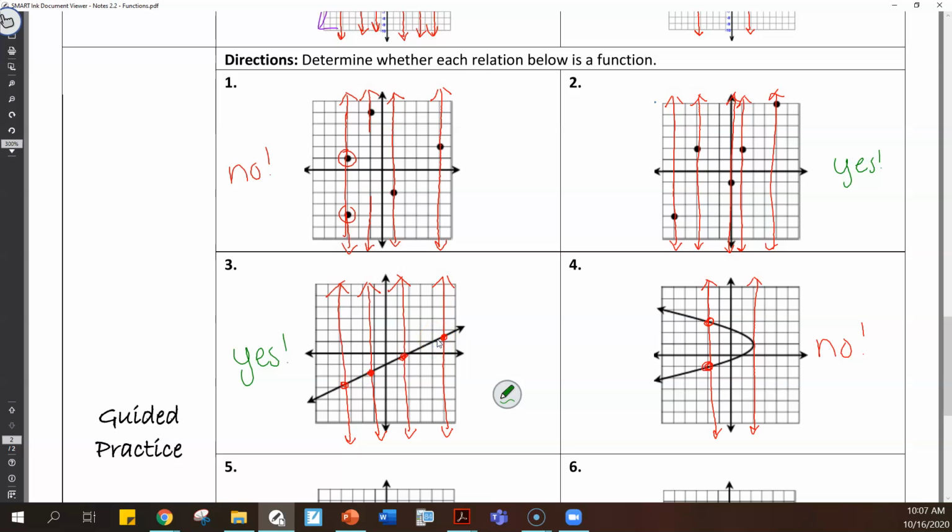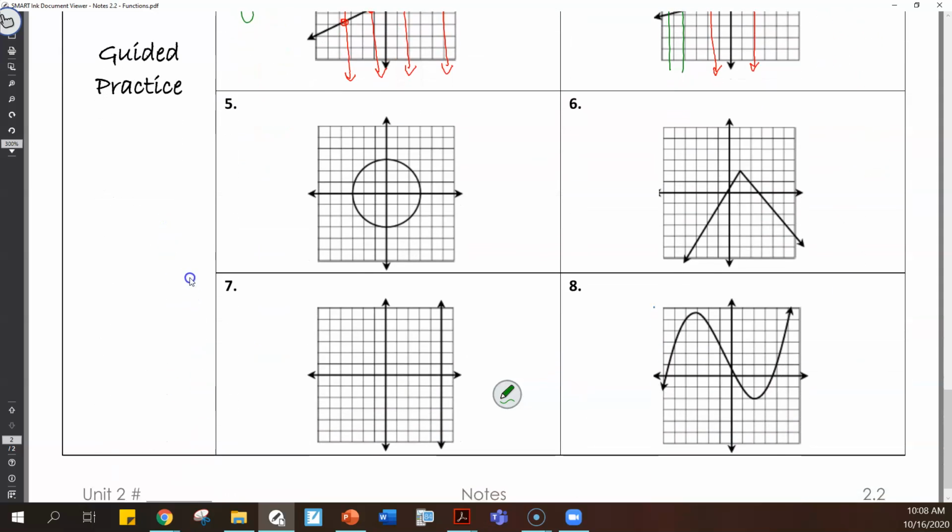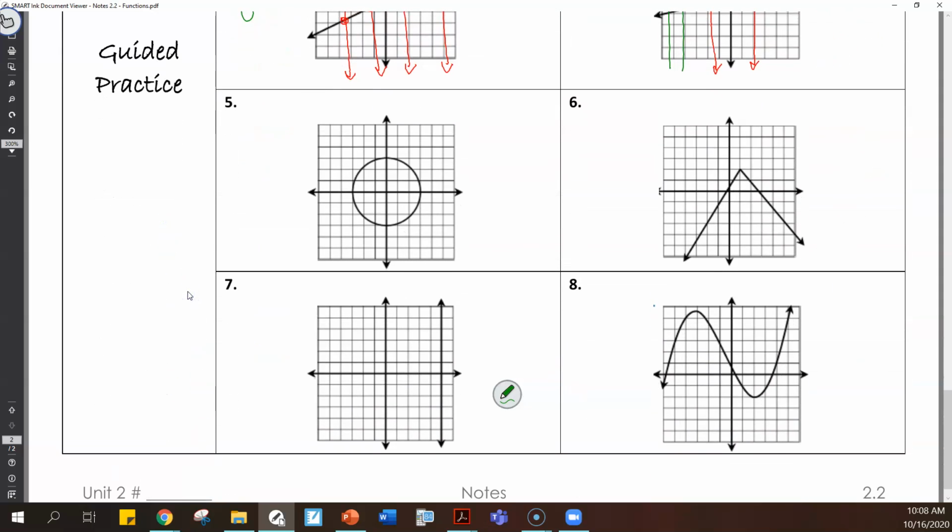Number 4, on the other hand, is not a function because here or here or here, anywhere else besides this point right here, it crosses more than once. Because it crosses more than once, it is not a function. So to finish up these notes, I want you to practice using the vertical line test and tell me whether 5, 6, 7, and 8 are or are not functions. Okay, write your answers down on your paper and then come back and check them against mine.